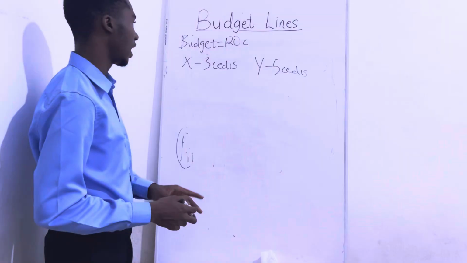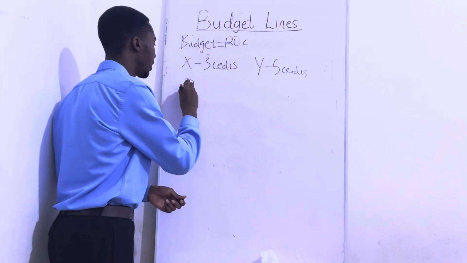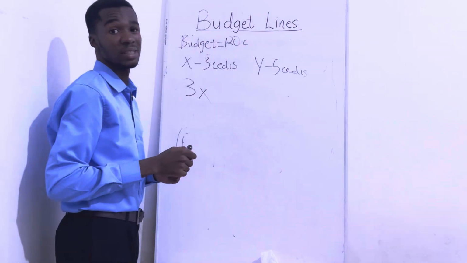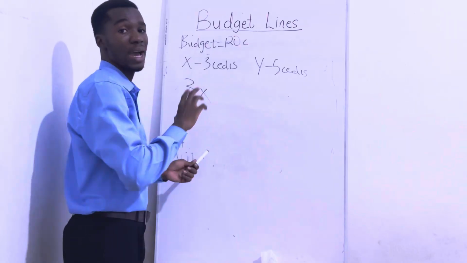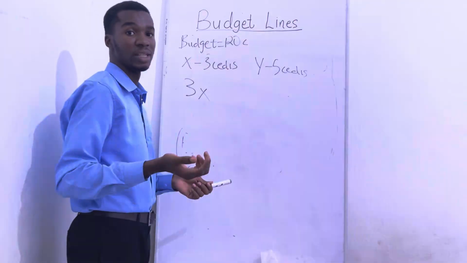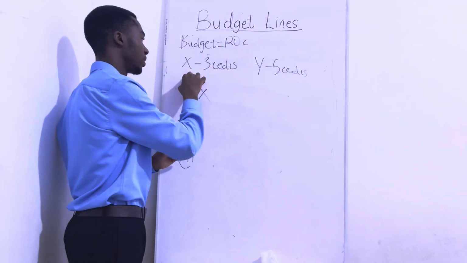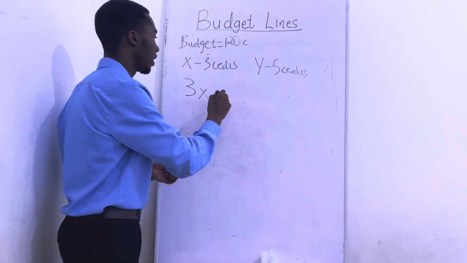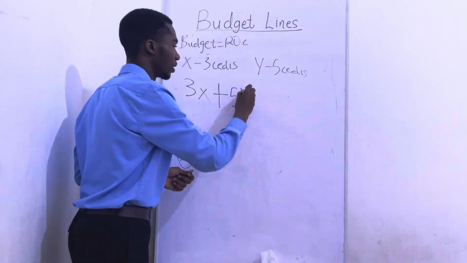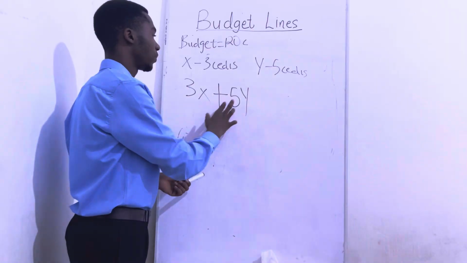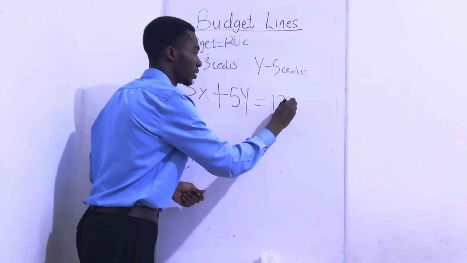So to draw a budget line, we already know that our X is 3 cedis. So we have 3X. If X is 5 cedis, it would be 5X. If X is 10 cedis, it would be 10X. If Y is 11 cedis, it would be 11Y. So since our X is 3 cedis, it's going to be 3X. How much it is times the X or the commodity. Then plus Y is 5 cedis, so 5Y. So now we have 3X plus 5Y, and our budget is 120. So it's equal to 120.